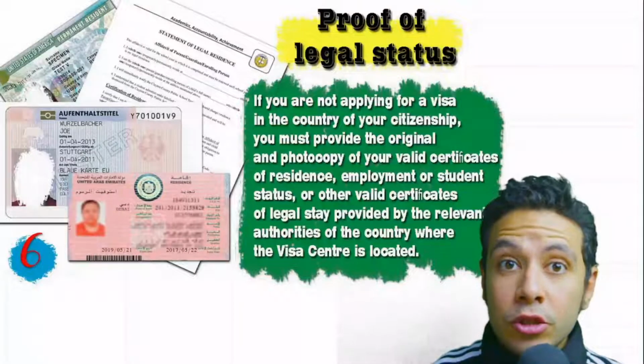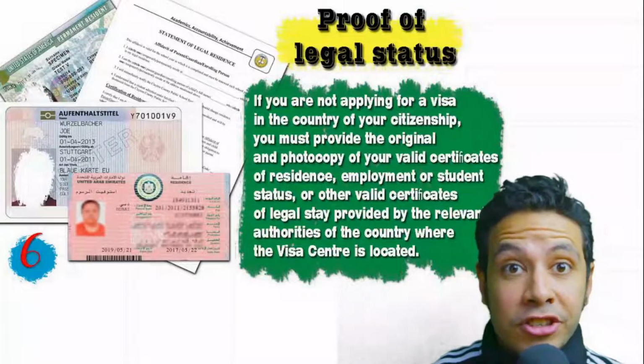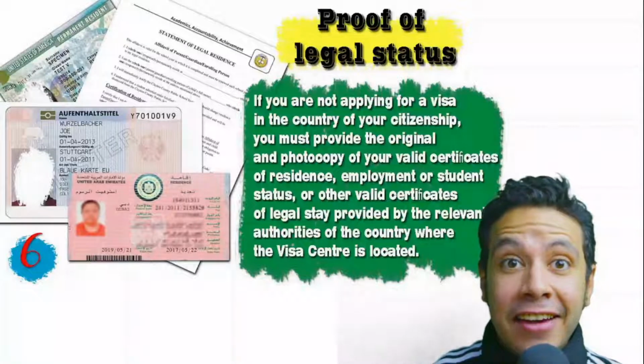In some certain cases, you might be applying from a country different than your own country. At that moment, you will need to provide a proof of legal status, which is a certificate of legal residence in this country. And in some cases, a valid residence visa for this country can also be accepted.